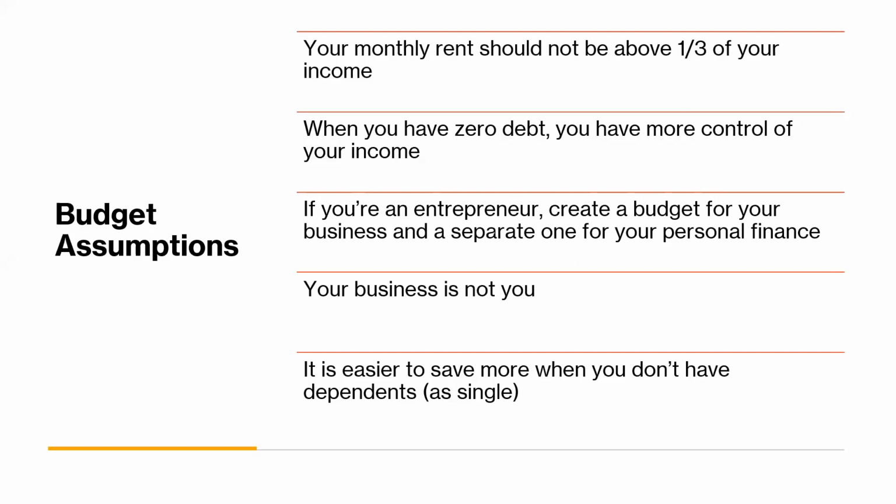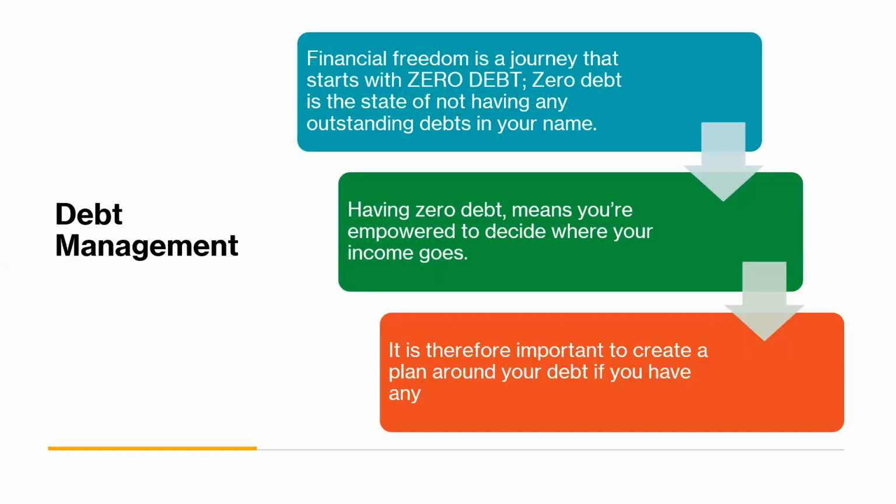The next one is, if you're an entrepreneur, you need to create a budget for your business and a separate one for your personal finance. Your business is not you. It is easier to save when you don't have dependents. I already said this before. These are just some budget assumptions, some budget facts that you need to know.